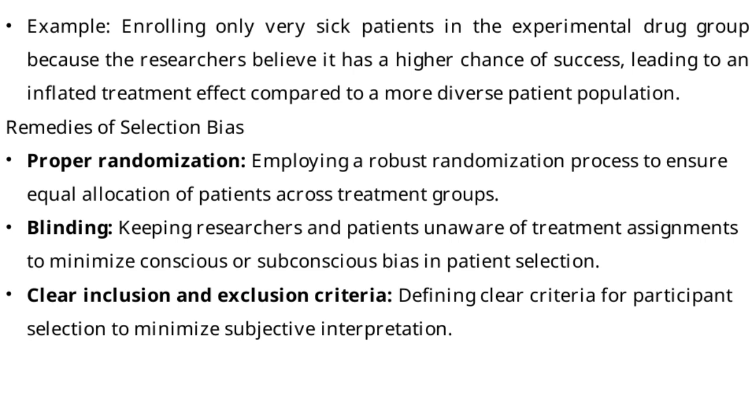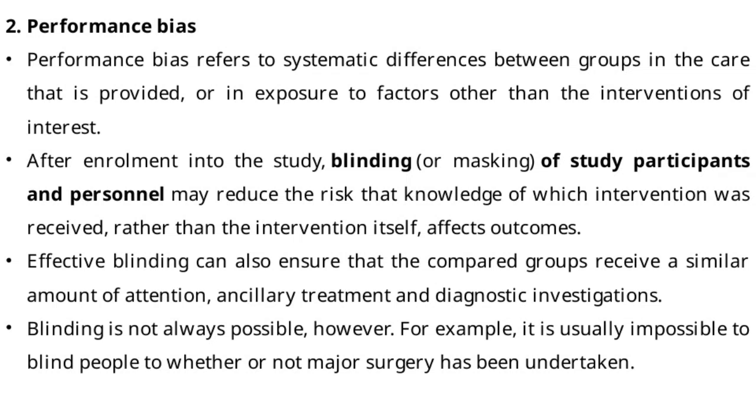All of these measures are vital to maintaining the integrity of our study and making sure our results are valid and reliable. Let's talk about performance bias. This refers to systematic differences between groups in the care they receive or in their exposure to other factors beyond the actual interventions we're studying. Essentially, even if the intervention is the same, variations in how participants are treated can influence the outcomes.